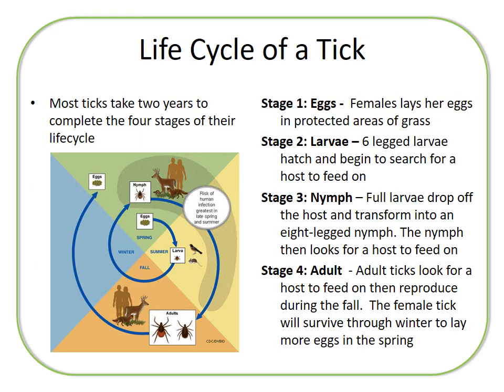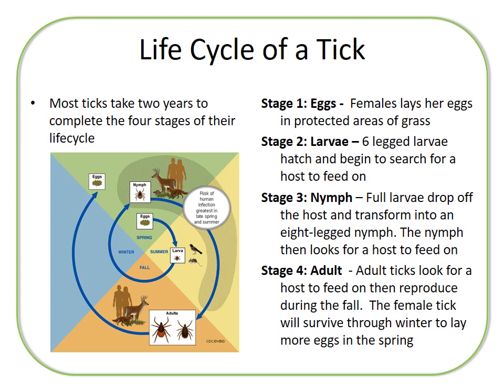What does the life cycle of a tick look like? In most ticks, it takes 2 years to complete the 4 stages of their life cycle. In simplest terms, the life cycle begins with the female when she lays her eggs in a protected area of grass. 6-legged larvae hatch from those eggs and begin to search for hosts to feed on.